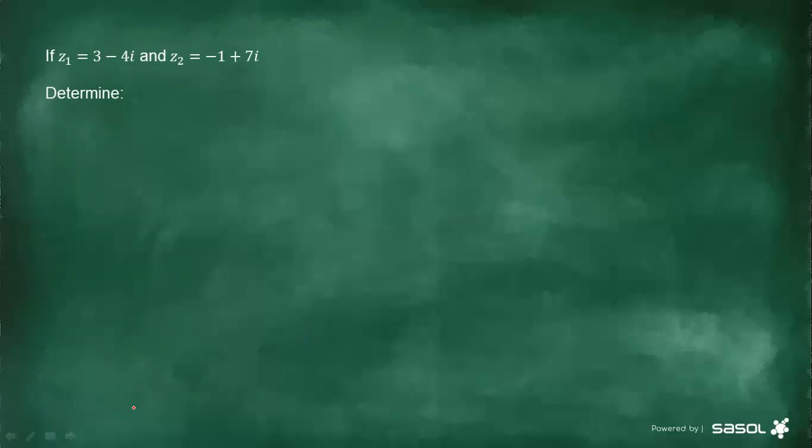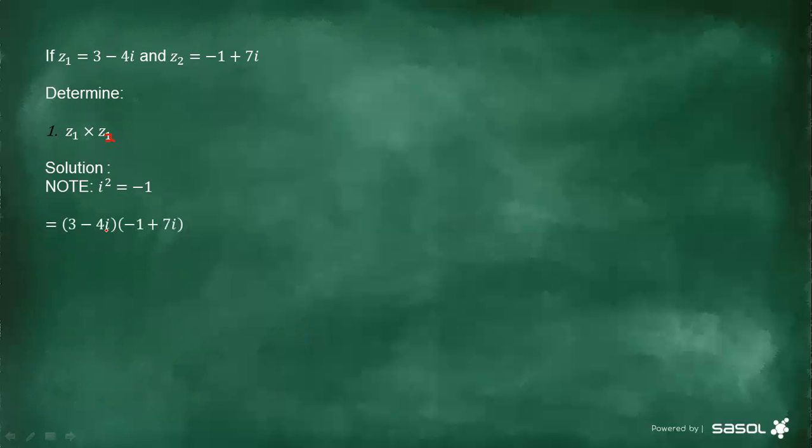All right, if z1 equals 3 minus 4i, and z2 equals negative 1 plus 7i, determine z1 times z2. Sorry, that is actually supposed to be 2 here, not 1. And just a note that you should remember i squared is equal to -1.